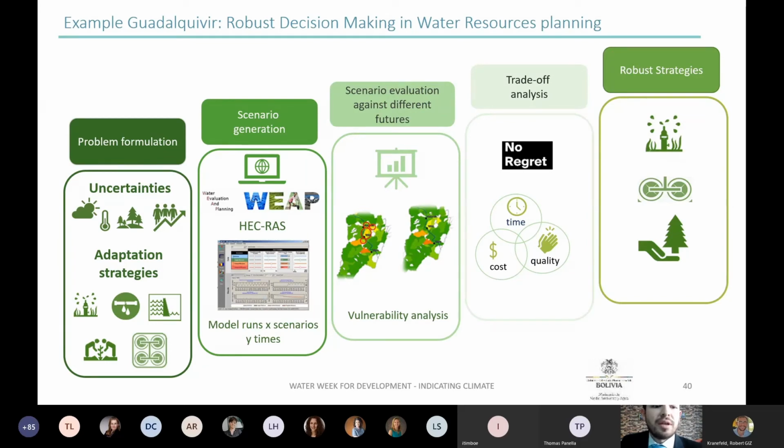But the important part is what we can see here as the scenario evaluation, where the models are being compared to different futures. And as you can see in the maps, we can see different colors. So depending on the future, the result is a different type of vulnerability. That way we are assessing vulnerability using all the scenarios before.